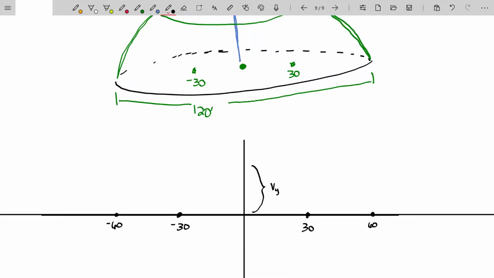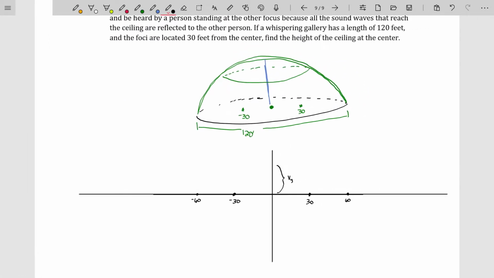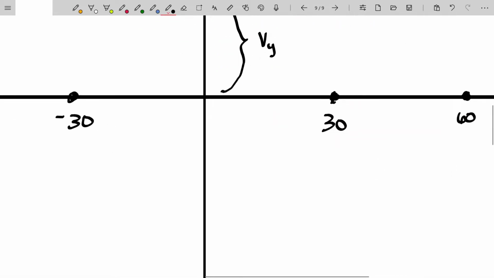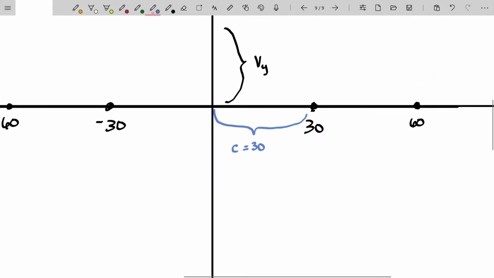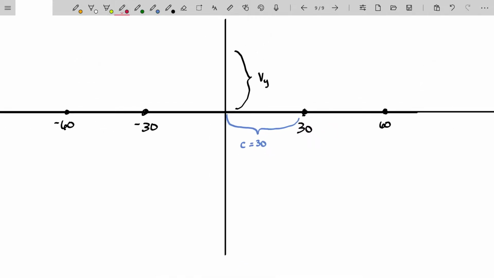There's actually no real reason for us to go through and build the equation here because we have all the information we need to find v sub y without actually writing out the equation of the ellipse. For example, we know the distance from the center to the focus is 30, so we know that c is equal to 30. We also know that the distance from the center of the ellipse to the vertex in the x direction, which I always call v sub x, is 60.